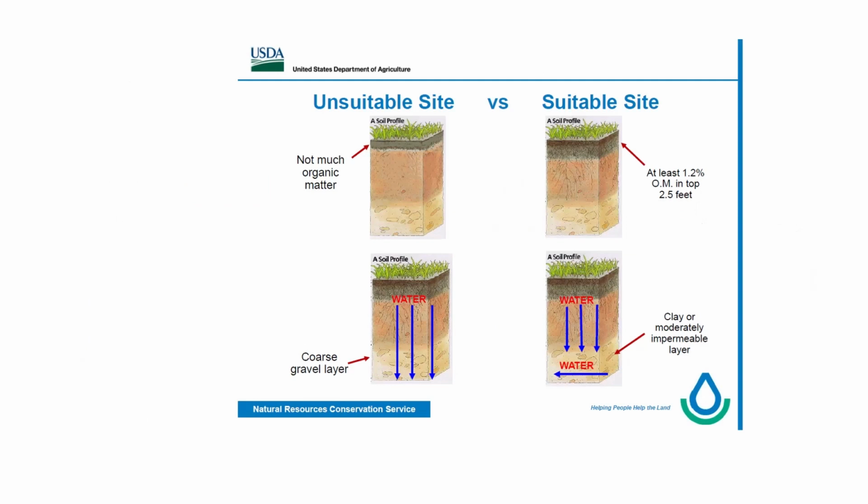Once again, looking at suitable versus unsuitable sites. Unsuitable, not much organic matter. We don't get that nice 2.5 feet of organic matter at that 1.2%. Or we find that coarse gravel layer down below where all that water is just going to drop off and drop below the treatment area, and we can't actually get it up into that organic material that will spur on that denitrification.